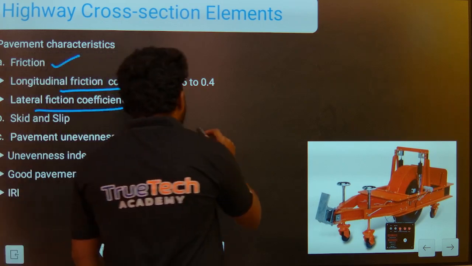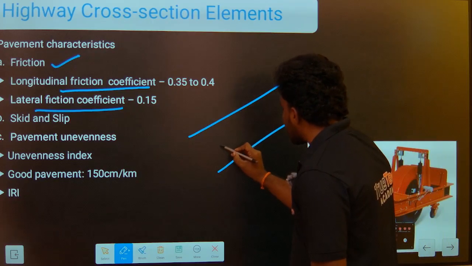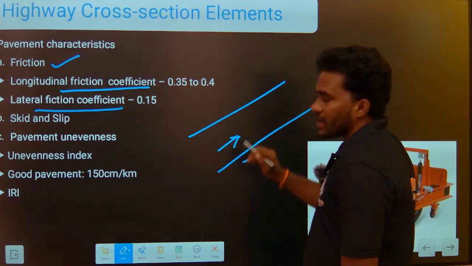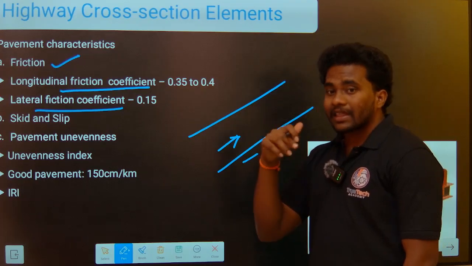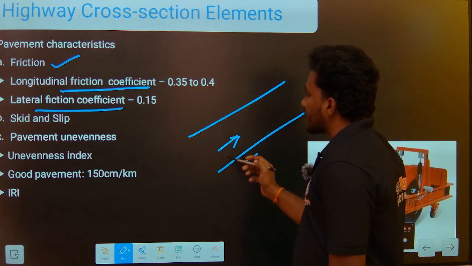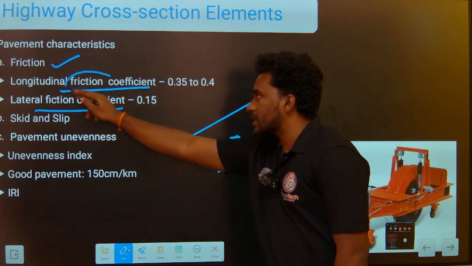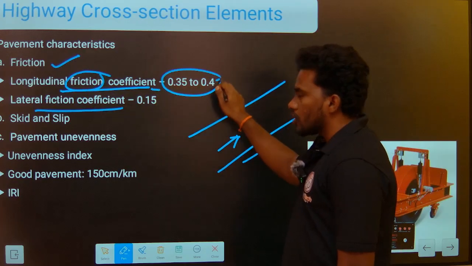Let's say this is the road surface. Longitudinal friction coefficient is nothing but the friction between the road surface and the vehicle tire when the vehicle is going along the road surface. That is the longitudinal friction. The coefficient is 0.35 to 0.4 as per IRC.